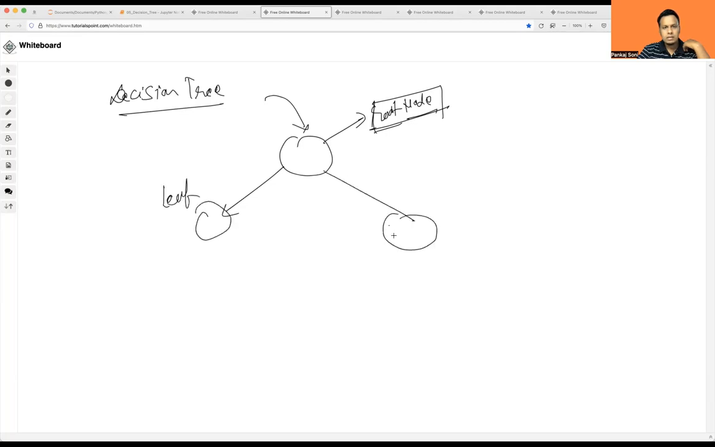Okay, these two are leaf. Based on certain condition, you put a condition here, and if it is yes, go in this direction. If it is no, go in this direction. So this is called leaf. And here again, this is also known as decision node.